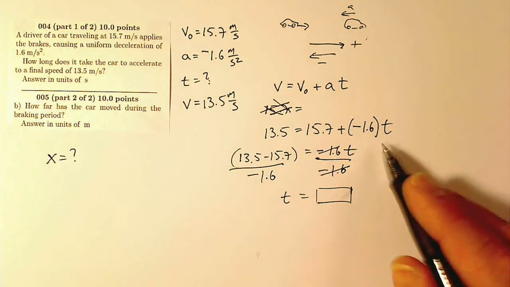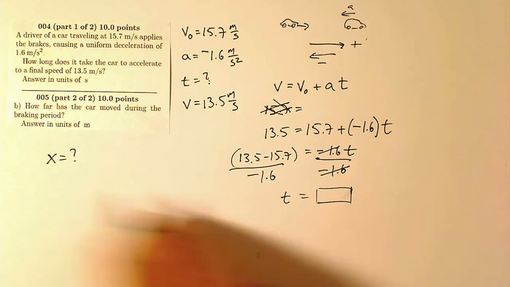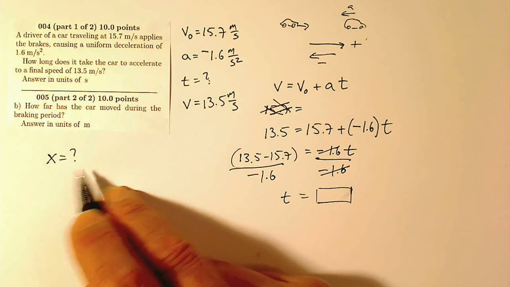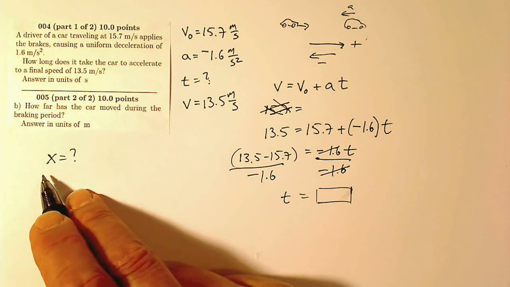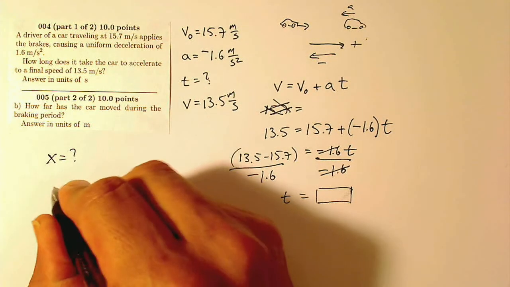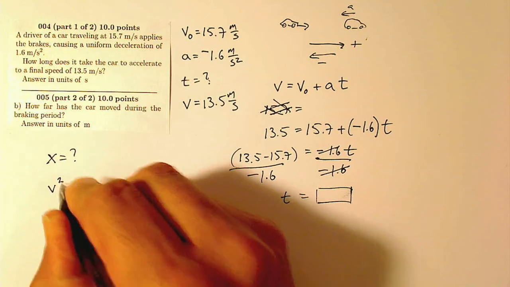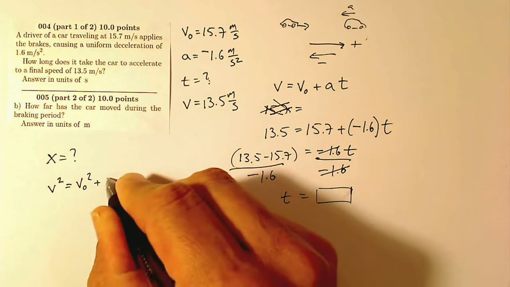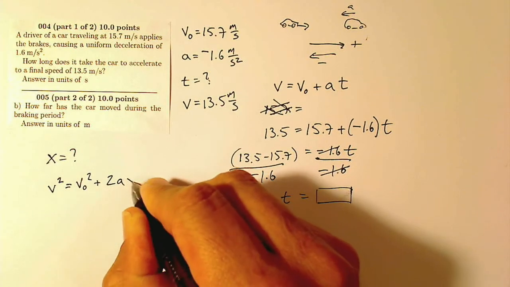You could use any equation that has displacement in it to try to get the right answer here, and you might do one or two of them just to make sure you get the right answer if it were on a test or something. So I'm going to use the equation that doesn't have time, and the equation that doesn't have time tells me that my final velocity squared equals my initial velocity squared plus twice my acceleration times my displacement.